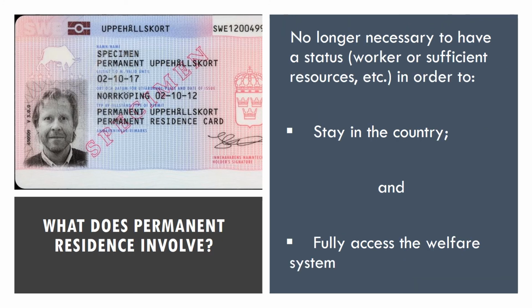What are we seeing here? What is the difference between having a temporary residence permit between 3 months and 5 years and permanent residence delivered after 5 years? Permanent residents no longer have to provide evidence of being economically active or of having sufficient resources. They can stay in the country for as long as they wish without having to prove anything, and they can fully access the welfare system of the host member state on the same terms as nationals of that state.